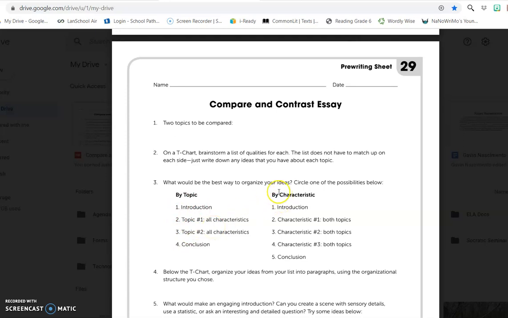And then the second option over here is by characteristic, where you have an introduction. You break down the three characteristics that you want to talk about. So going back to the football, basketball analogy, maybe characteristic one, both sports are team sports. Characteristic two, both have uniforms. Characteristic three, both require scoring of goals, and then you would dive into that with a conclusion as well.